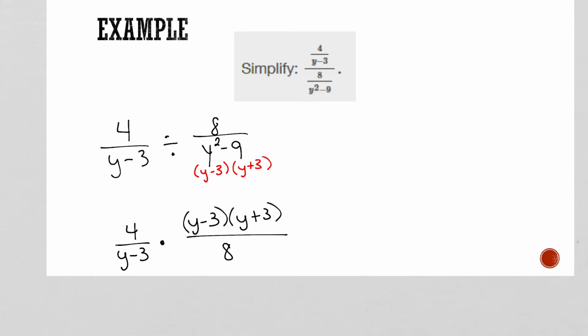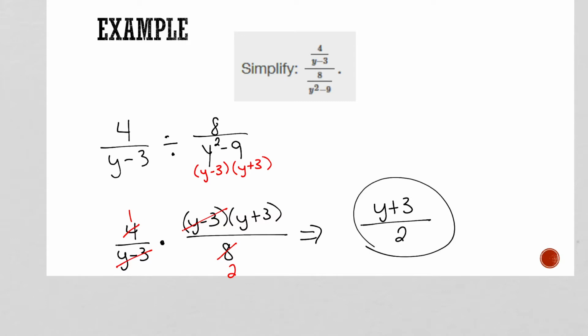And remember, you can mark things out vertically or diagonally, but never left and right, okay? So vertically, there's nothing we can do, but diagonally, sure, there is. That and that go away, okay? I can simplify the 4 and the 8. 4 goes into 4 one time, 4 goes into 8 two times. And now we just multiply straight across, okay? So this turns into y plus 3 over, everything got marked out but the 2, and that's it. We are done. It actually does look nicer, doesn't it?